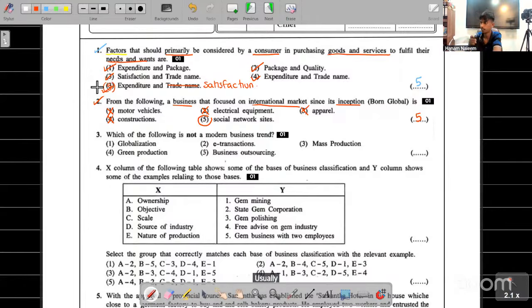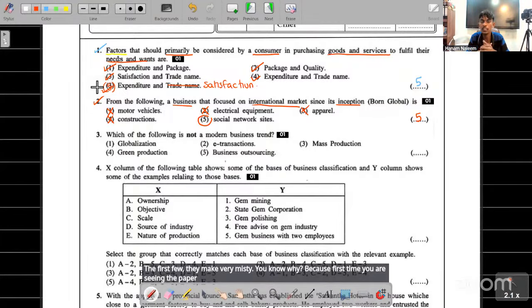Usually in the final exam. No, I'm asking about 1 to 30 in MCQ specifically. Not the last few, the first few. In the first few, they make the most mistakes. You know why? Because it's the first time we are seeing the paper. You may think, sir, the first question itself is easy. Yes, that is the problem. Mostly in MCQ, many people go wrong on easy ones.